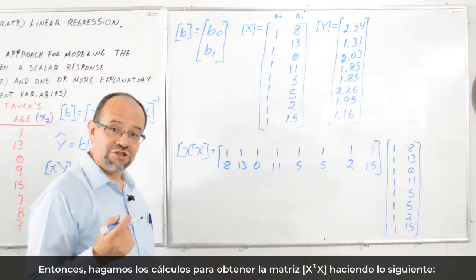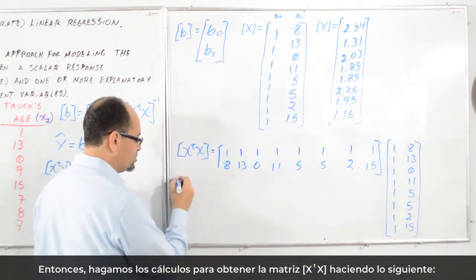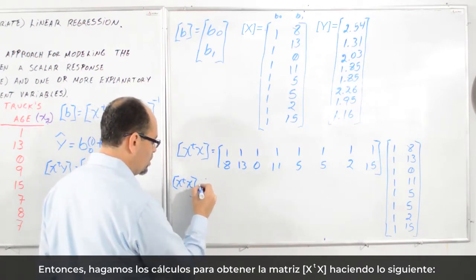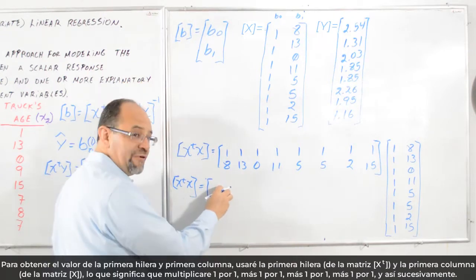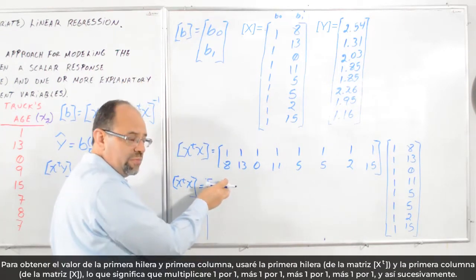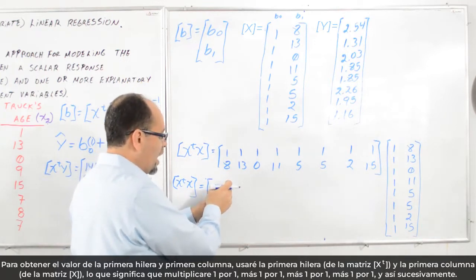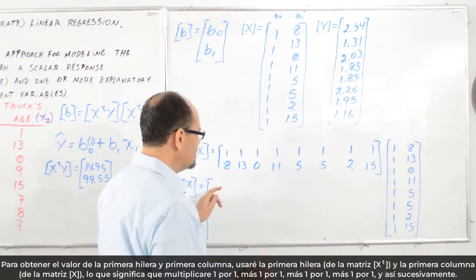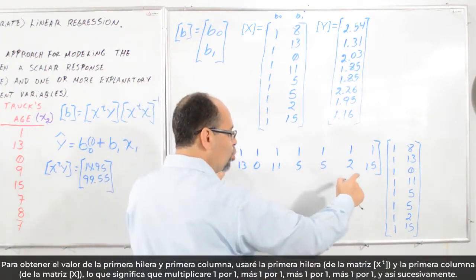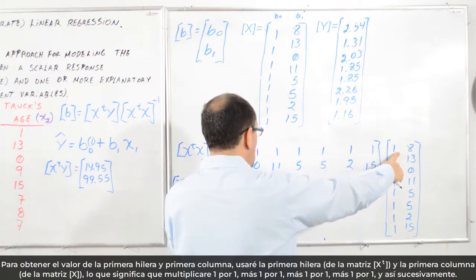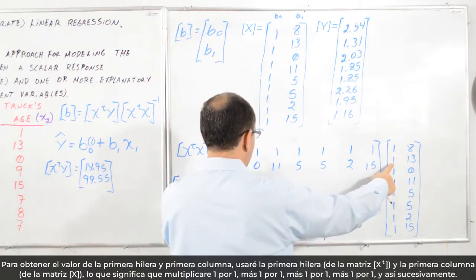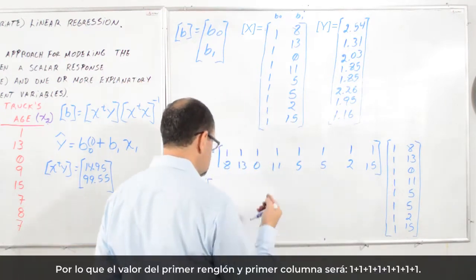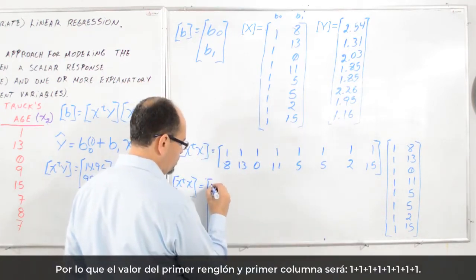Okay, let's do the calculations. Then X transpose X will be, for the first row and the first column, I will be using the first row and the first column, which means that I will be multiplying 1 times 1 plus 1 times 1 plus 1 times 1 plus 1 times 1, and so on. So it will be something like this one.